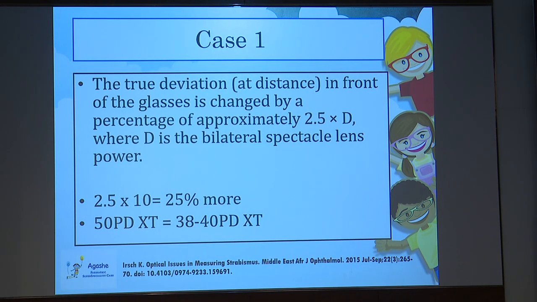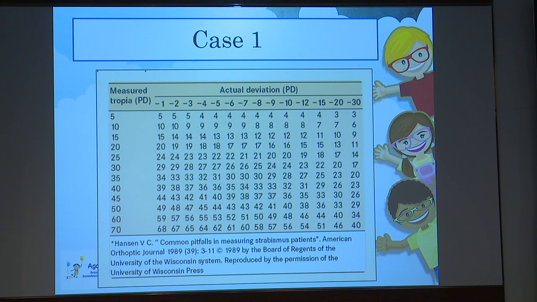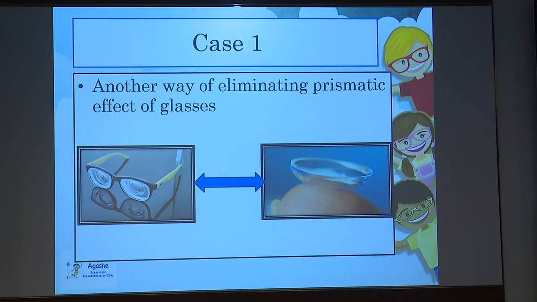For this particular case, it was approximately 25% more. So 50 prisms will measure up to actually 40 prisms is what we need to plan our surgery for. There are these tables that are there in all the squint textbooks. Again, our patient had a refractive error of around minus 10. We measured 50 prisms and the corresponding value is 40 prisms. Another way of eliminating prismatic effect of glasses is just substitute the myopic glasses with contact lenses. Then whatever you measure can be considered as your goal for setting the eye straight.